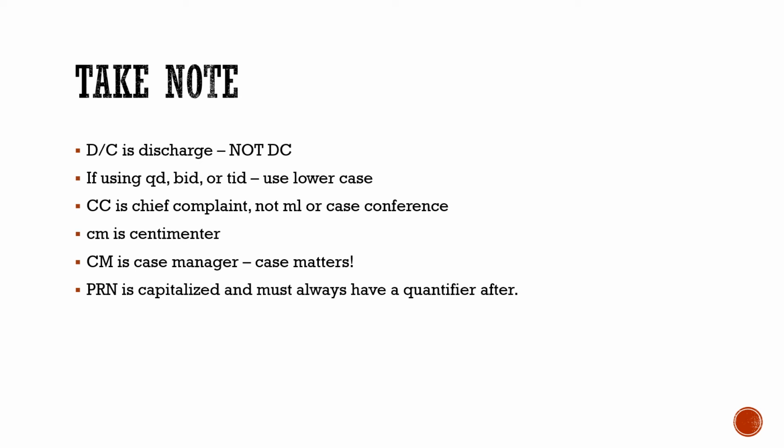PRN is capitalized and must always be followed by a quantifier. So you can't just say, we're going to do this PRN. You have to say, we're going to do this PRN for what? This patient's going to take Norco 10/325 milligrams, 1 tablet by mouth every 6 hours, PRN for pain. You can't just ever type PRN. Especially on a med list, because that's an incomplete order. So you can't just say PRN on a med list, on a plan of care, or in your documentation, you have to put PRN for what. So make sure that you're using that quantifier.